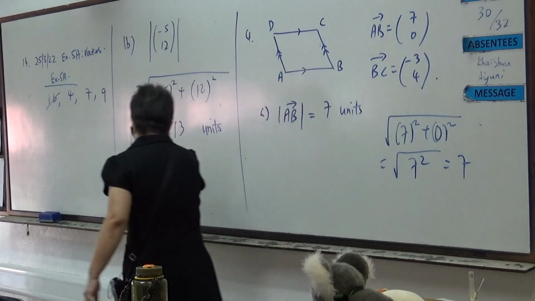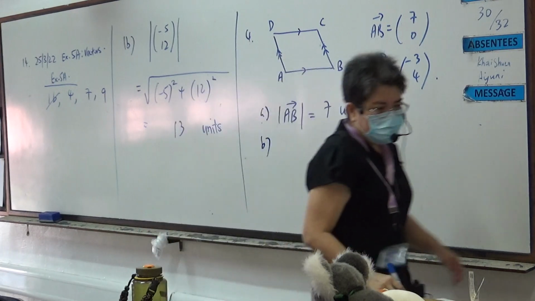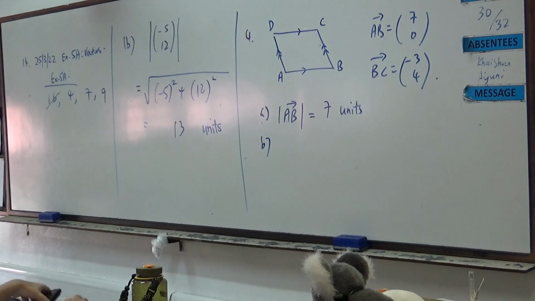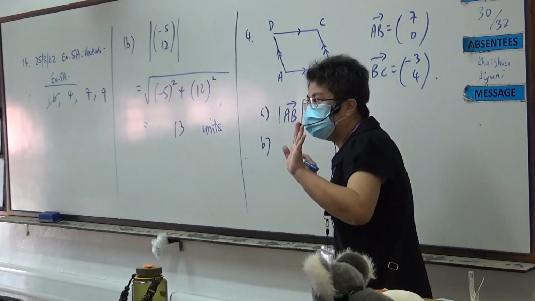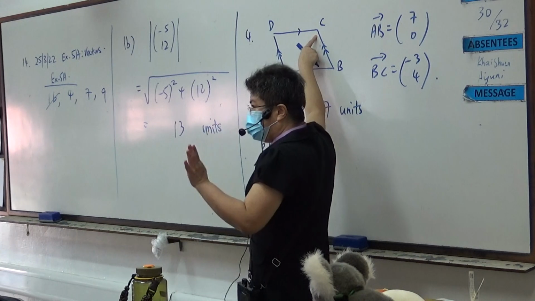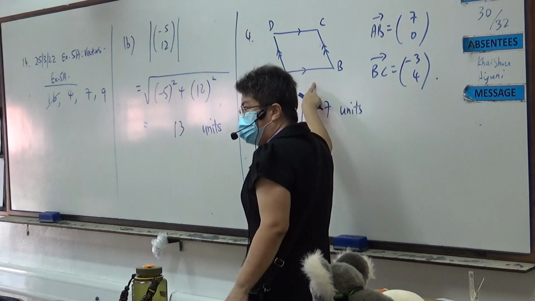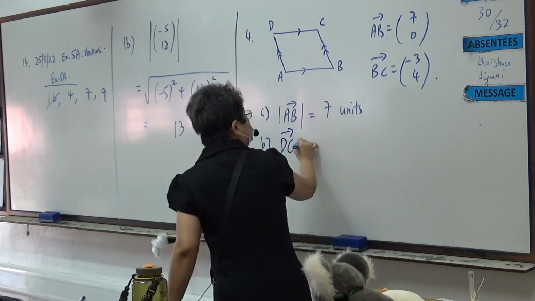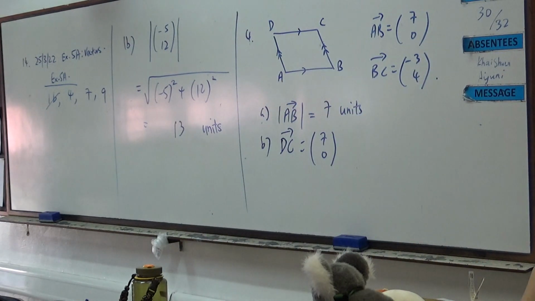Okay. So this is your part B. Part B, what does it say? Express each of the following as a column vector. DC. Now I want all of you to observe. This is important. Can you see DC is a parallelogram? It must have the same length and the same direction. Right? Can you see the direction DC? So DC is actually equal to AB. So what is DC? It must be 7, 0. Agree, class? Can you understand what I'm saying? Okay, this is part 1.